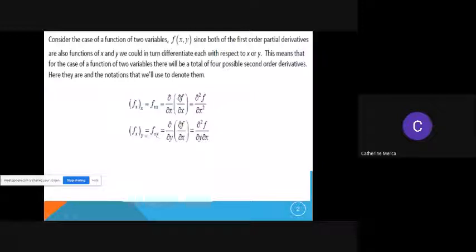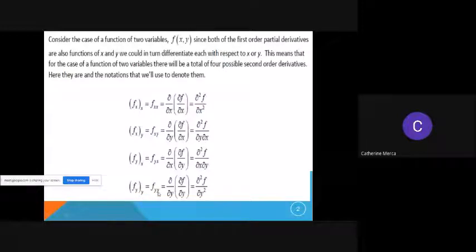In fx, the one closest to the function is taken first. But here, the inner one is taken first, with respect to x. So, the partial derivative of the function with respect to y and then with respect to x. Similarly for this notation, it is with respect to y first and then followed with respect to x. The last one is the partial derivative of the function with respect to y, then we take again the partial derivative of the function with respect to y. So you will have fyy.